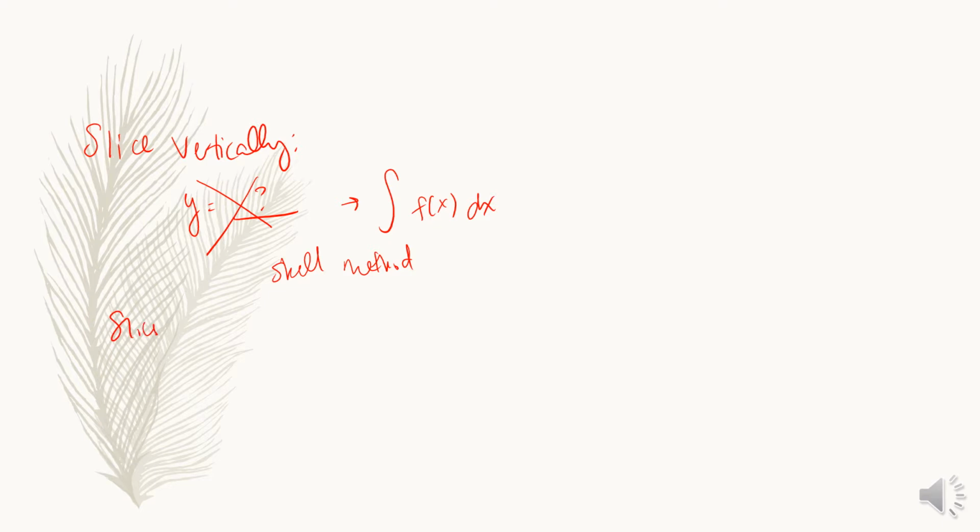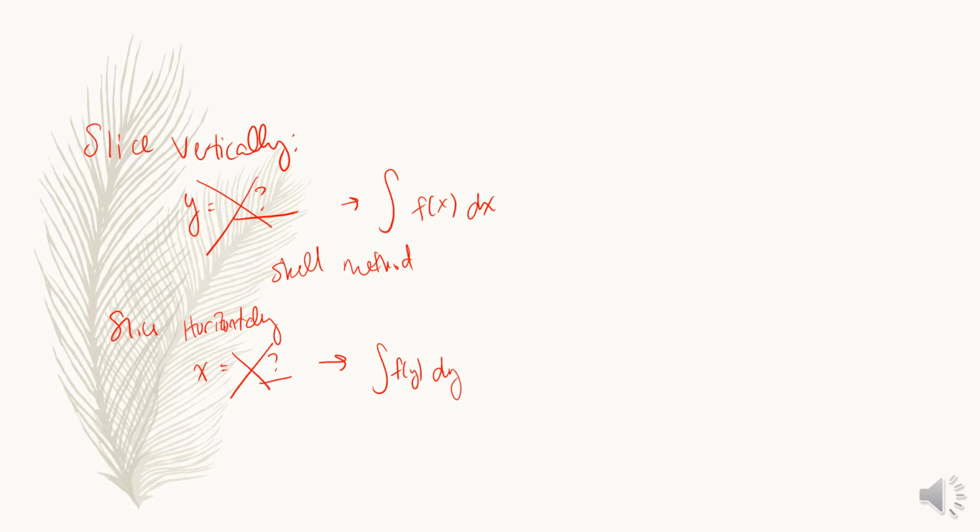Or let's say that you want to slice horizontally. Then ideally you would have to solve for x equals some sort of function of y. Then our integral would look like some sort of function with y as your variable and then a dy. But if you can't solve for x, then you're going to have to use the shell method.